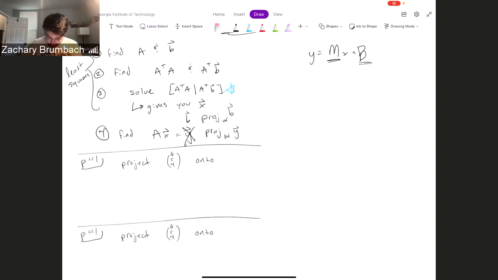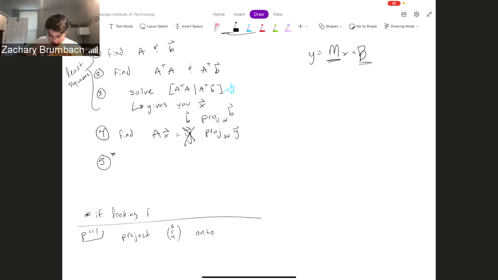Okay. Step 5. Step 5 is if you're looking for the projection of y onto w orthogonal, okay? So we're going to go one step further, all right? This is if it asks you explicitly, what is the projection of y onto w perp, or something along those lines. How do we do it? Pretty straightforward. Y minus the projection of y onto w equals the projection of y onto w perp, okay?